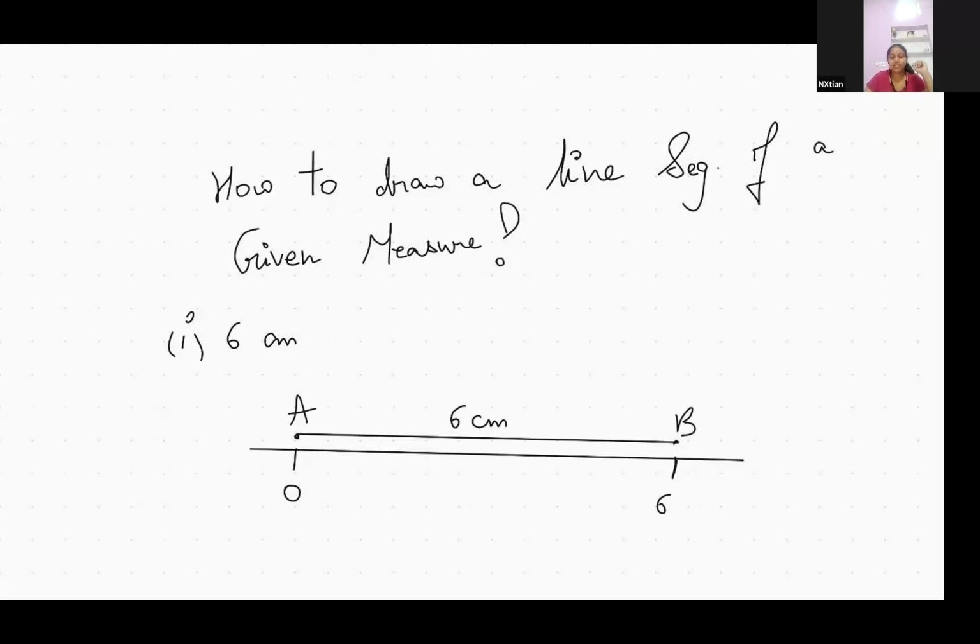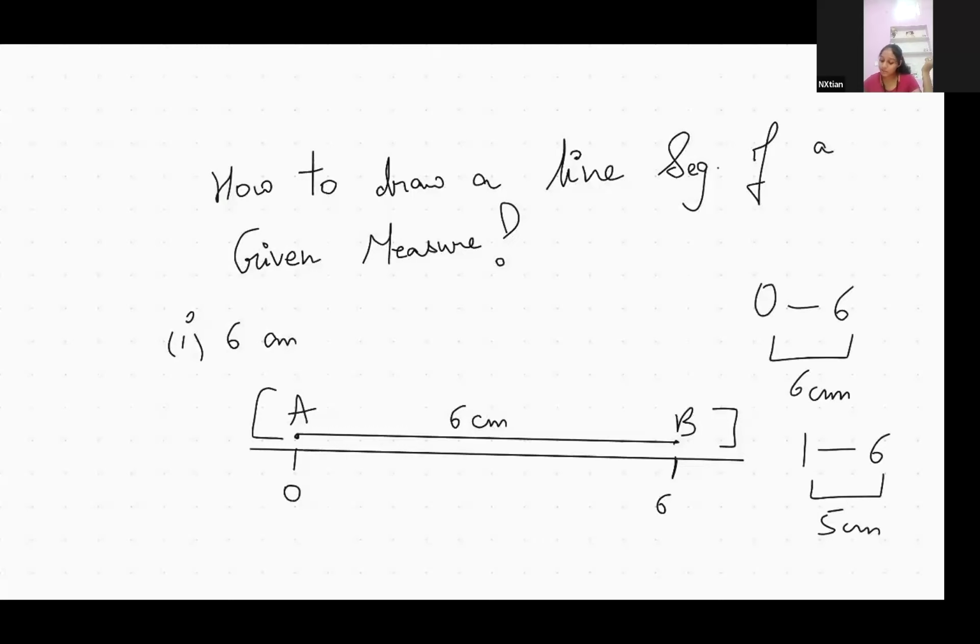Ma'am, always start from 0 instead of 1? Yes, we start from 0, because we need to get the whole length of it. The 6 centimeters, the measurement starts from 0. The scale starts from 0. To 6 is your 6 centimeter. If you do from 1 to 6, it will be 6 minus 1, 5 centimeter. So that is why you do from 0 to 6.